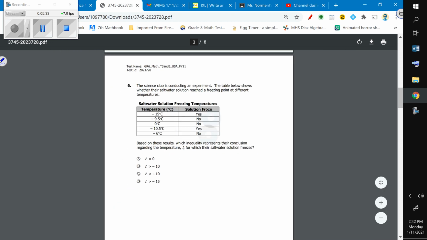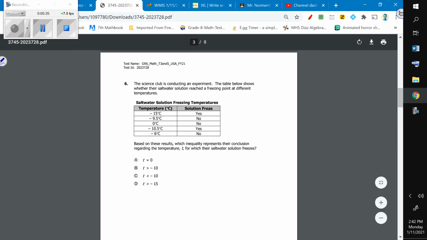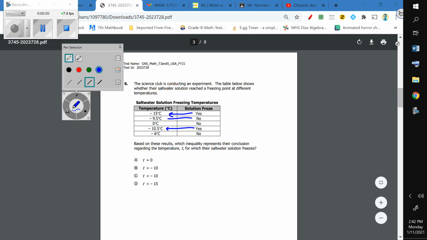Wow. Okay, so this is tricky because of the negatives. So when the temperature is at negative 10.5 and negative 15 degrees, it's freezing. When it's at negative 9.5, it's not freezing. So to do this, the helpful temperatures that are going to help us solve are this one and this one. Okay? So they want to know which statement is true. And since it's negative, you got to be super careful.